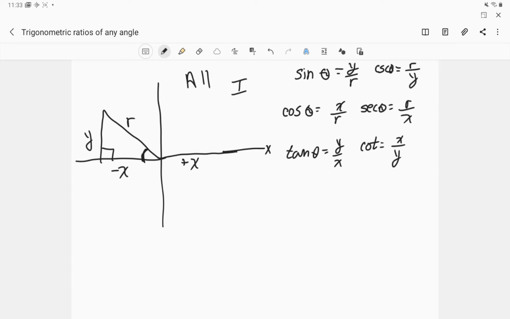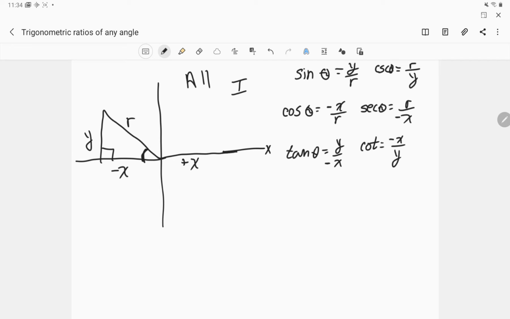So then, if I go to do those ratios, they all work out to be the same. Sine is still opposite over hypotenuse. It's still y over r, and it's positive. Cosecant is still r over y. Nothing's changed. But when I look at cos, it is adjacent over hypotenuse, but the adjacent is now a negative x. So it's negative x over r. Secant is r over negative x. If I look at tangent, tangent is opposite over adjacent, but now that's negative, and so the reciprocal would be negative x over y.